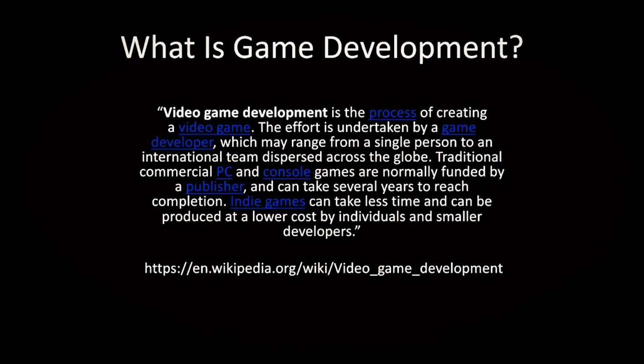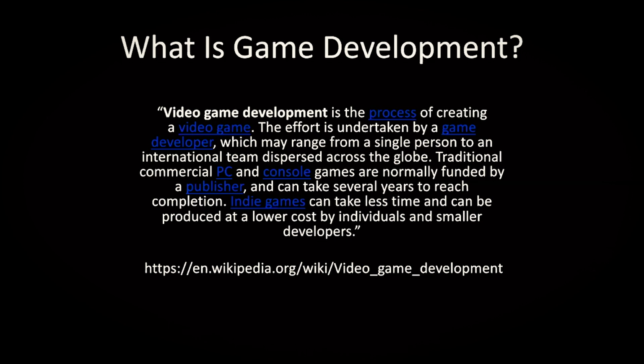Good. To simplify things so we don't ramble on, we've gone to Wikipedia and found a really accurate definition. Video game development is the process of creating a video game. The effort is undertaken by a game developer, which may range from a single person, like the guy who made Flappy Bird, to an international team dispersed across the globe, like Ubisoft, or one of these huge companies that's in multiple countries. Traditional commercial PC and console games are normally funded by a publisher like Activision or Sony.